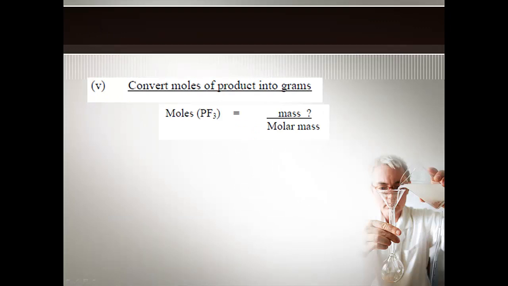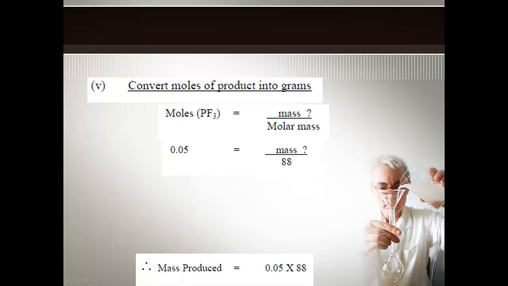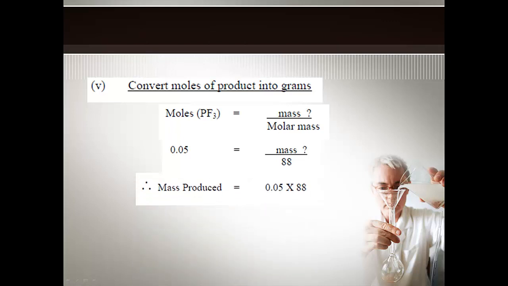So we know that moles equal mass on molar mass. 0.05 equals the mass on the molar mass, which is 88. PF3, add up the different atomic weights, you'll get 88. You can try this out. Mass on 88. So multiply that by 88. 0.05 times 88 will give you the mass produced, which is 4.4 grams. 4.4 grams of phosphorus trifluoride.